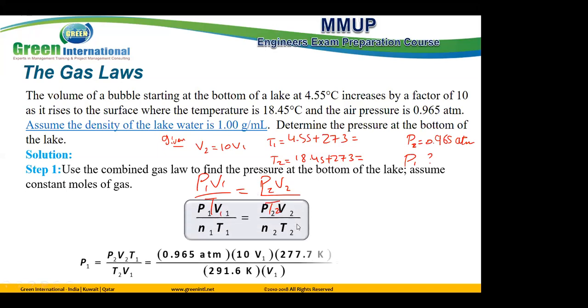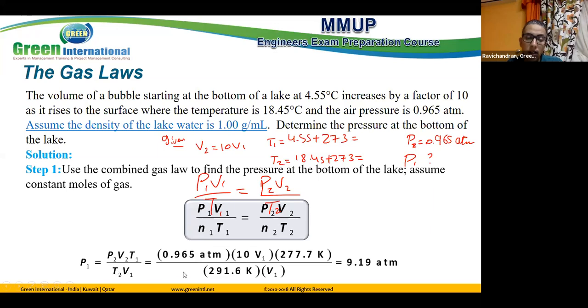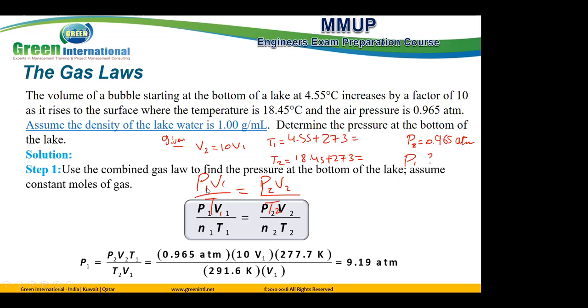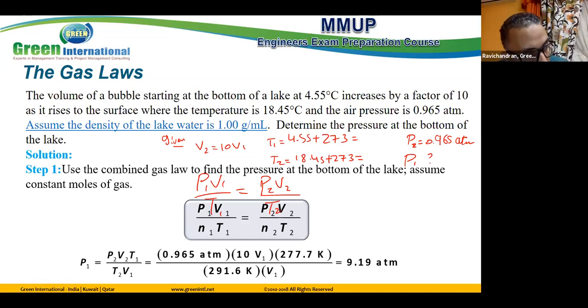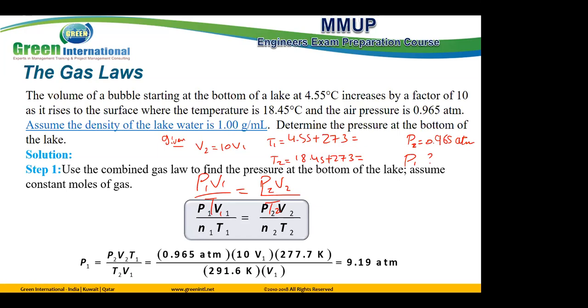I check here, we find P1 at the end. Direct substitution, and we get it in atmospheric, same P1, P2. P2 in atmospheric, P1 in atmospheric. You may ask, can't I substitute in atmospheric directly? No need to convert. Then your question: where did you take this PV over T from?